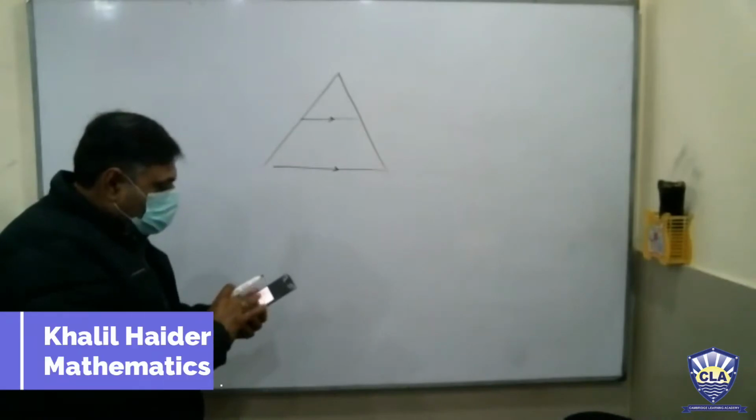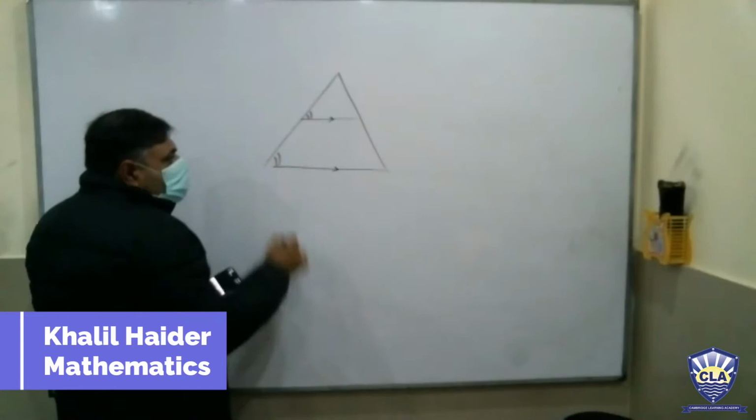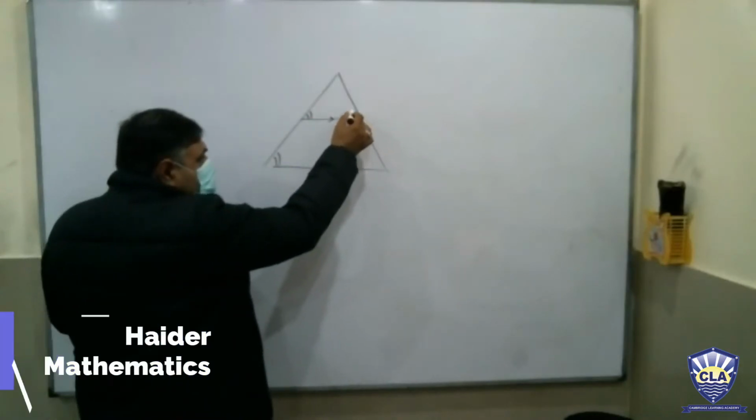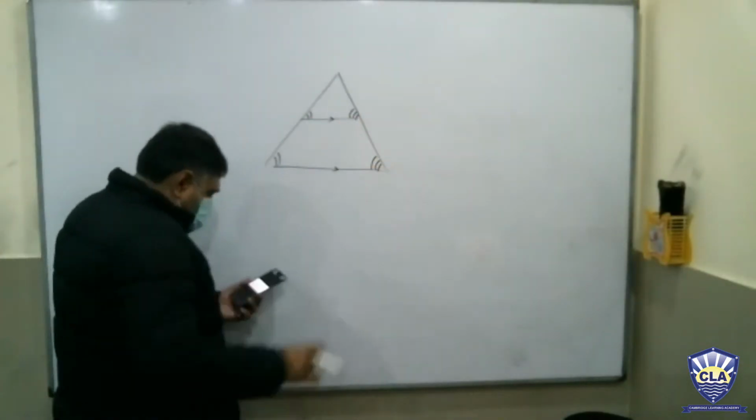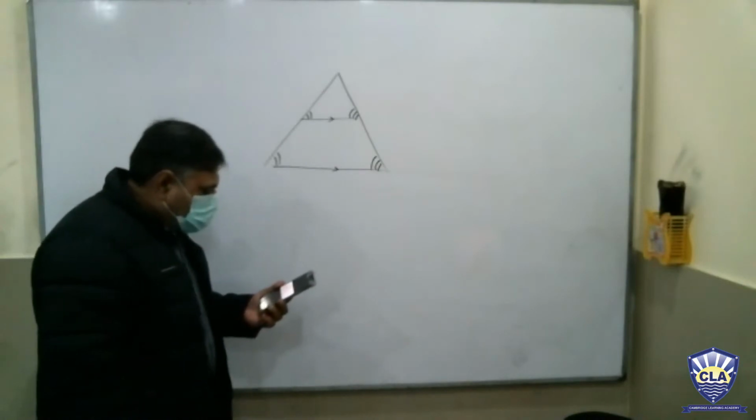It is given to you. It means that these two angles are equal. Yes, sir. And this angle will be equal to this one. That is my point. Okay. Acha, okay.